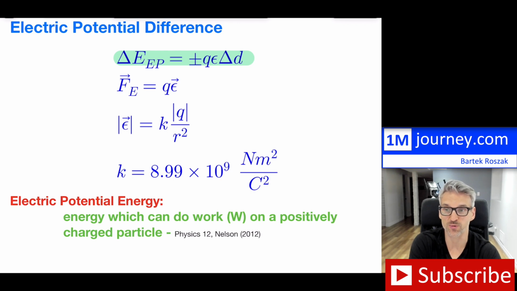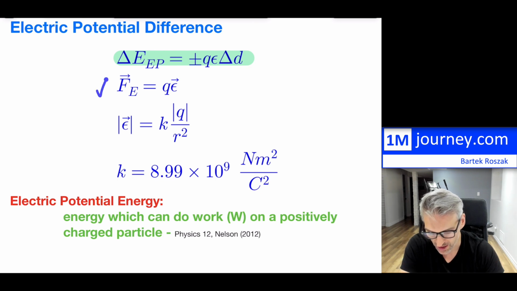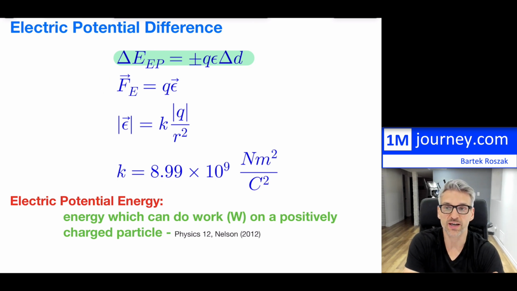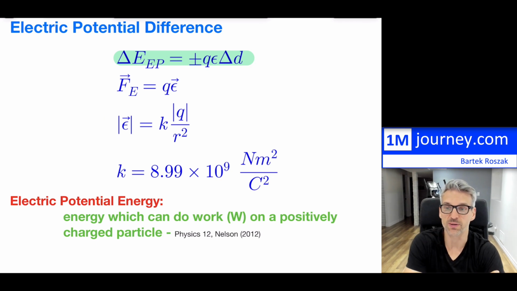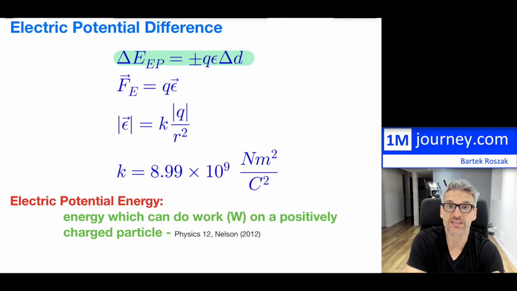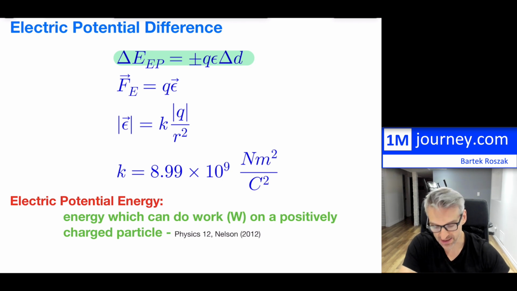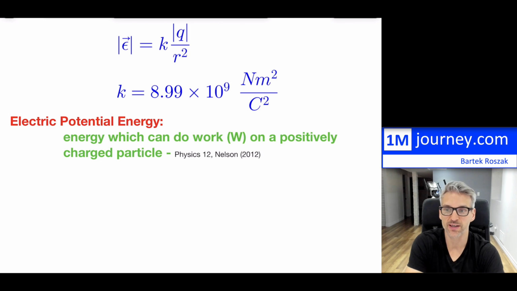You're also familiar with the equations that you see here on the screen. For example, for the force, which is caused by an electric field, here is the electric field, the magnitude equation. Here's your constant that we will use. Now, electric potential energy is defined in the following way, and I'm using a definition from a textbook. It states that it is the energy which can do work on a positively charged particle.